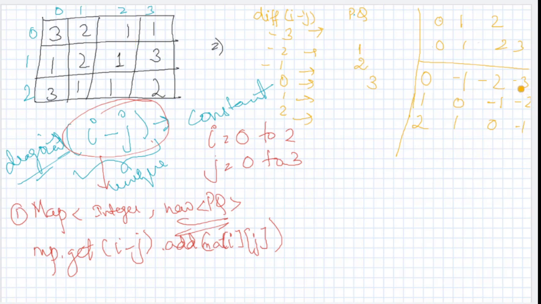Again comes to the minus 3. Minus 3 comes from 0 comma 3. 0 comma 3 is 1. Add this one here. Again, for the second one we got 1. 1 comes from 1 comma 0. 1 comma 0 is 1. Add this here, 1. Again 0. 0 comes from 1 comma 1. 1 comma 1 is 2.